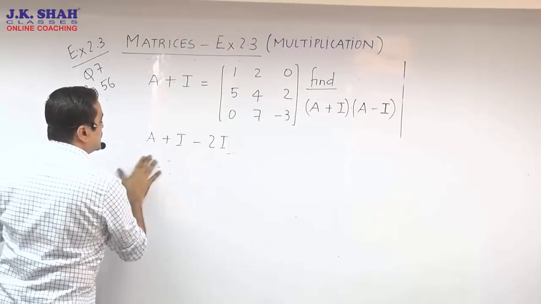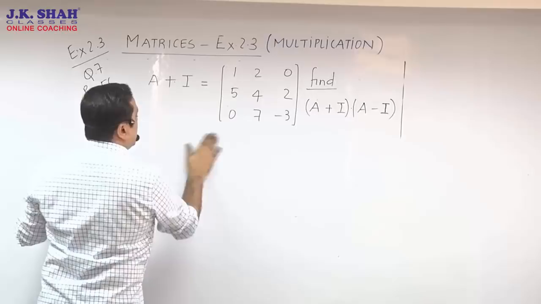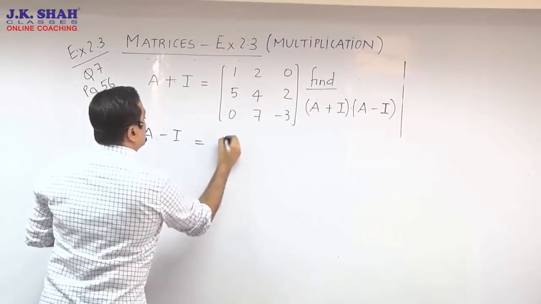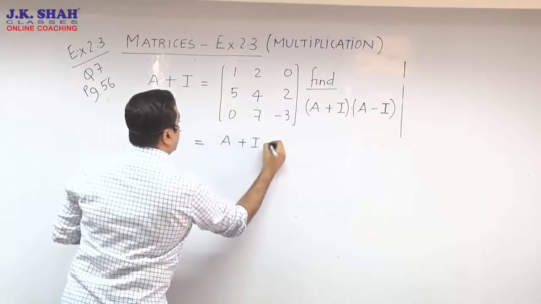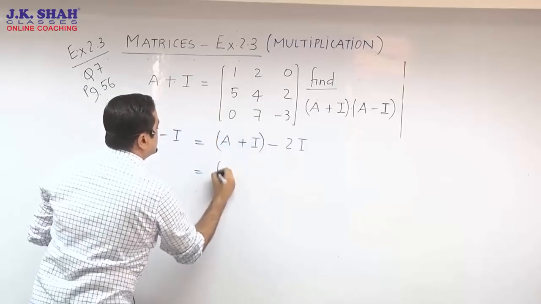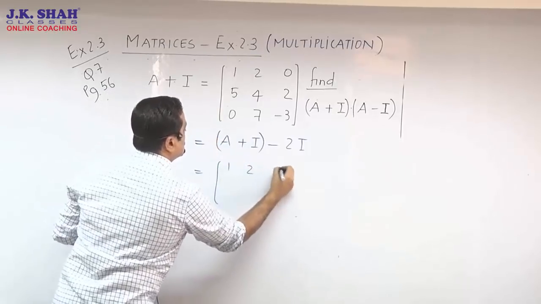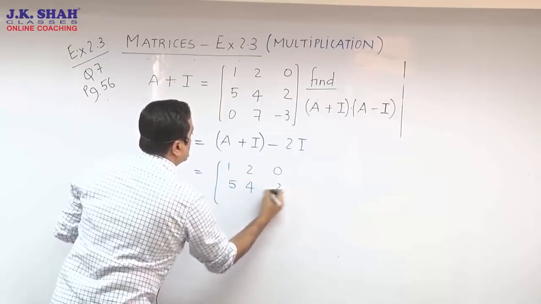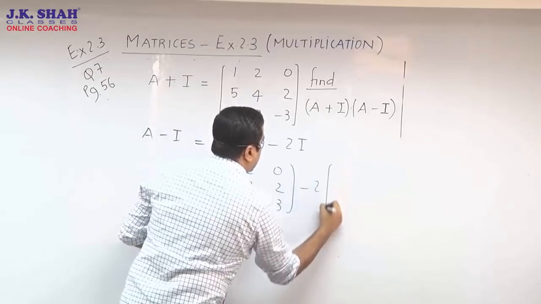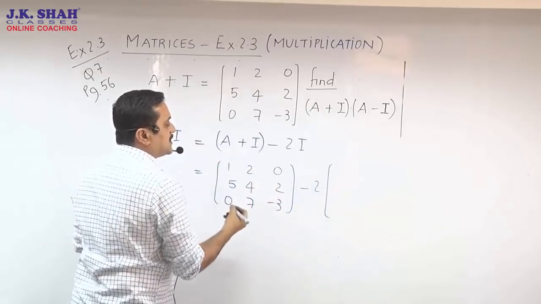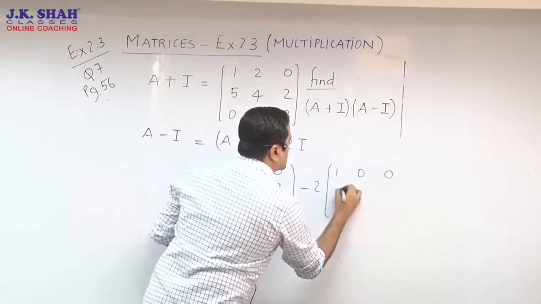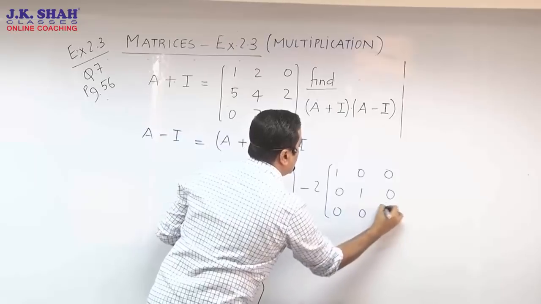So my first target in the solution will be what? Finding A minus I. So I start A minus I. How are we going to get that? We have A plus I with us, and from that I subtract 2I. So let's bring in our A plus I matrix: 1, 2, 0, 5, 4, 2, 0, 7, minus 3, minus 2. I has to be 3 by 3 because ये 3 by 3 matrix है. I hope I matrix अब आता होगा: 1, 0, 0, 0, 1, 0, 0, 0, 1.